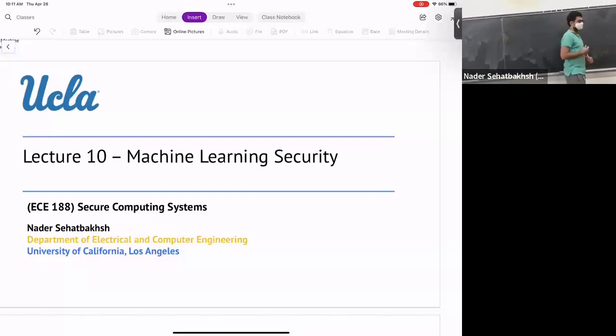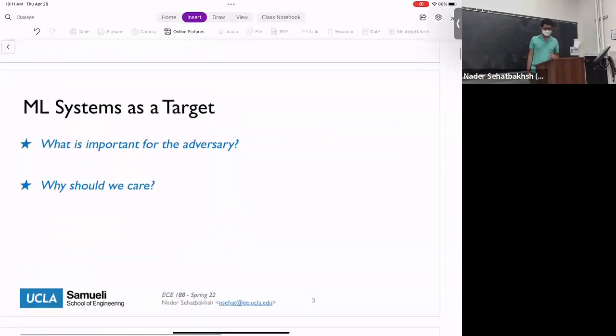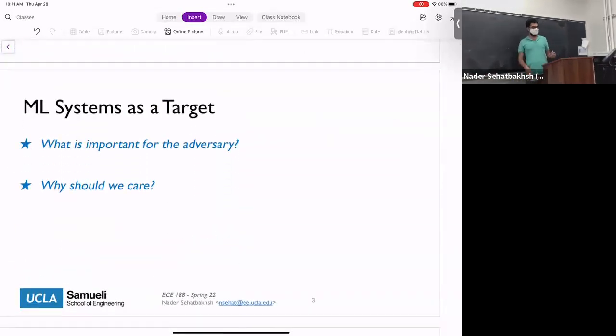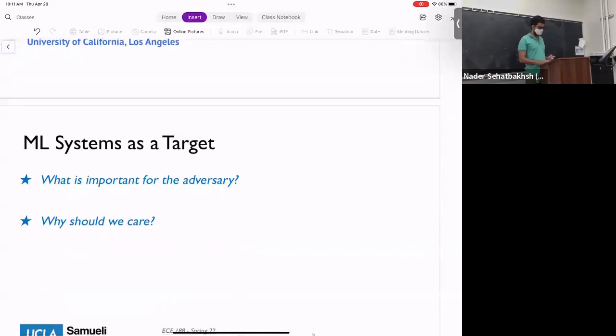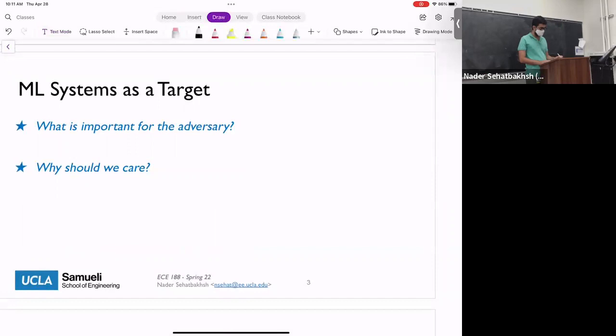Okay. Morning. So today we want to talk about a slightly different topic, machine learning security. And in the next lecture, we're going to talk about the privacy aspects of machine learning. The story that we've told you so far is, we start with the basics of security. We talked about cryptography as well, right?